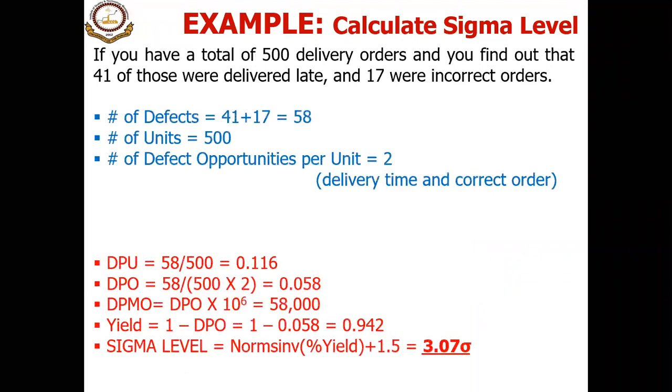Okay, let's take another example. This is a delivery order process in which we have delivered 500 orders, and we are viewing this process from two angles. One is we will say there is a defect if we delivered late or if we delivered an incorrect order. So that means there are two opportunities. And how many defects? 41 plus 17, that is 58 defects. Total number of deliveries is 500. So using again the same formulas, we can calculate the sigma level of our process.